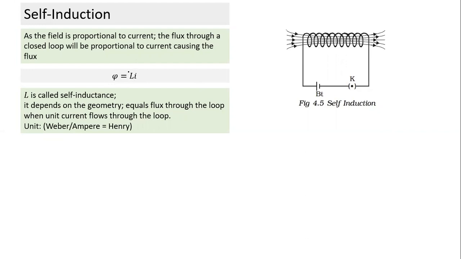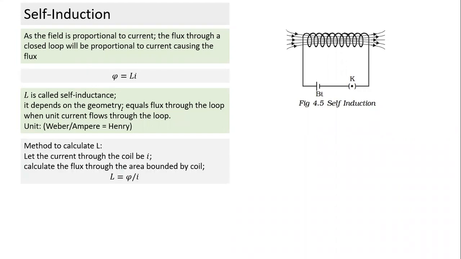So what would be the unit of this term L? The unit of L will be the same as the unit of phi divided by I. What is the unit of phi? Flux unit is Weber, and we divide by ampere. Weber by ampere. This is named after a scientist, Henry. That's the unit for coefficient of self-induction.